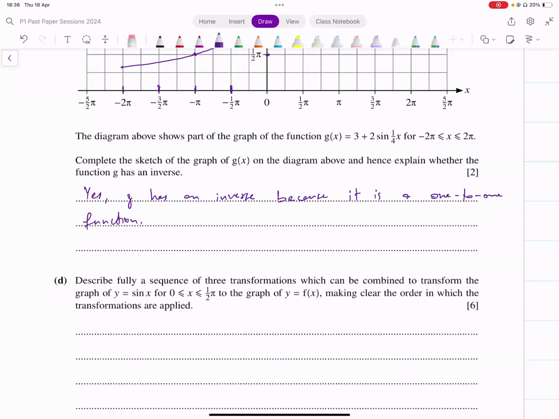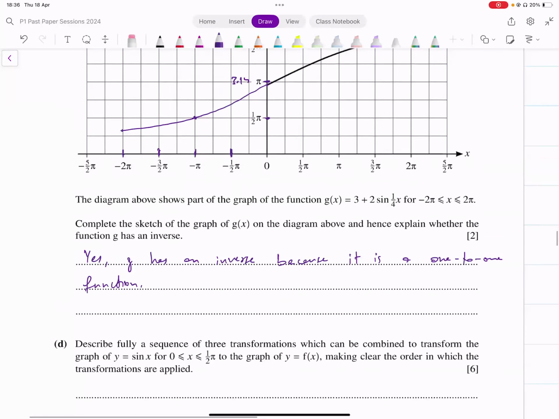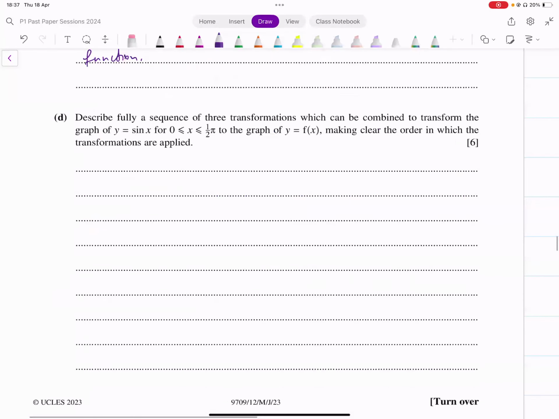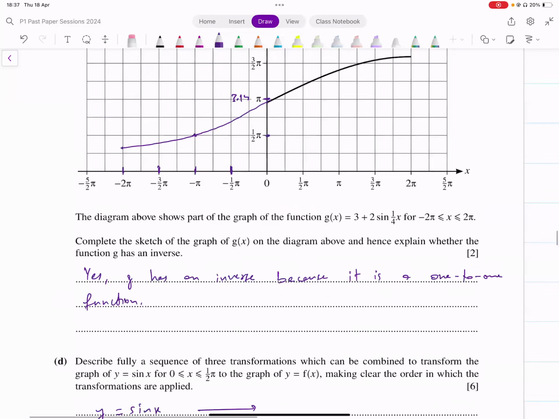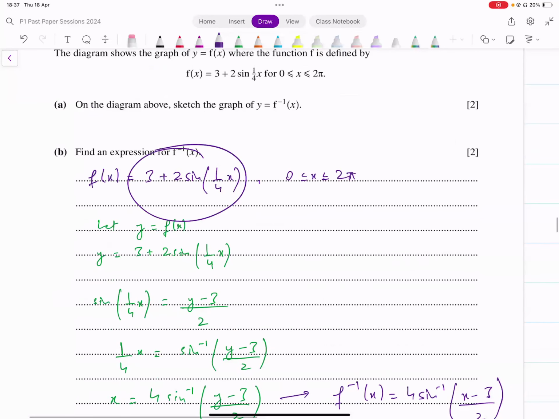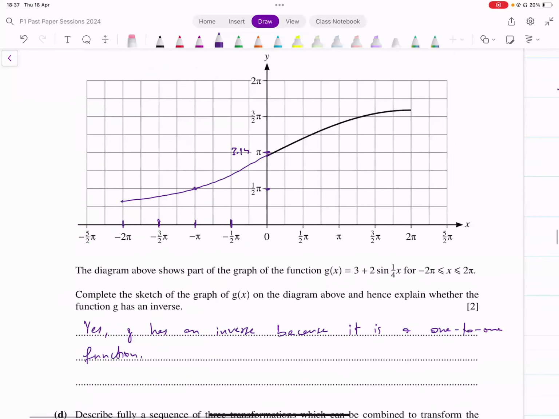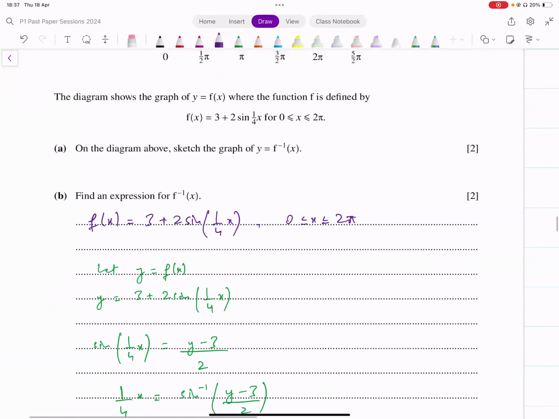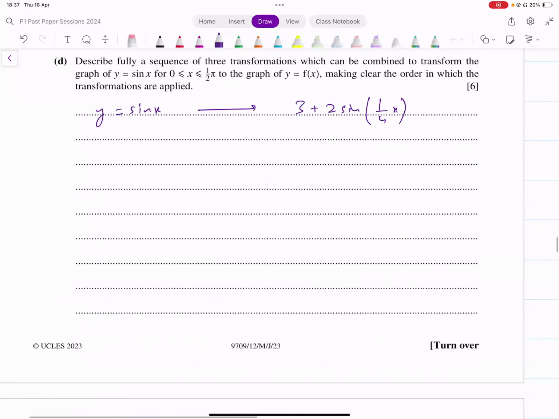Now it says describe a sequence of 3 transformations which can be combined to transform the graph of y equals sin x for x between 0 and pi over 2 to the graph of y equals f of x, making clear the order in which the transformations are applied. So y equals sin x has to go to y equals f of x. What was f of x? f of x was this graph, 3 plus 2 sin of 1 over 4x. Okay, so that's what it should become.